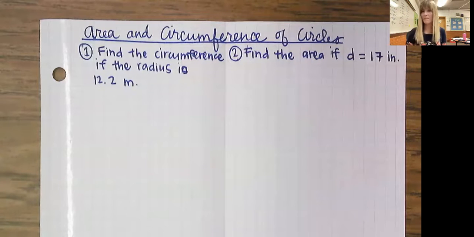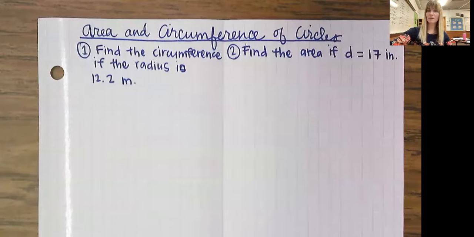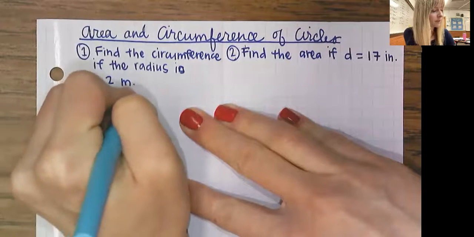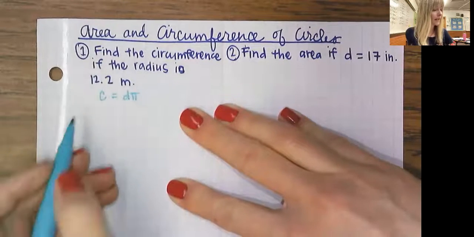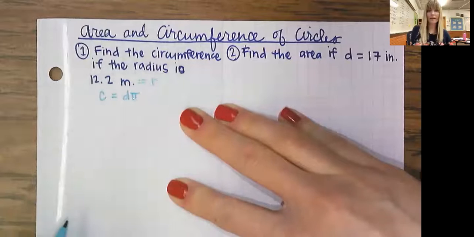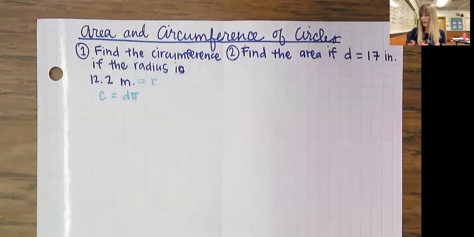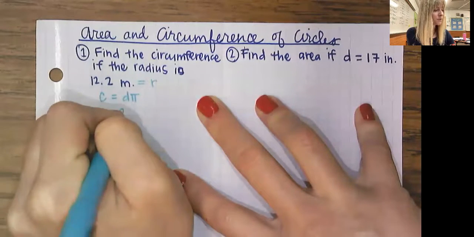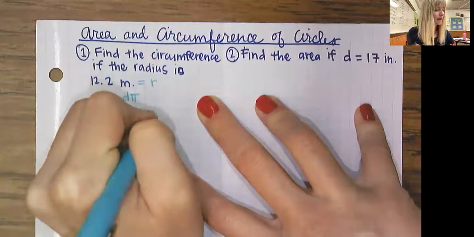Make sure we all remember, and you can pause and write those down, but let's make sure we all remember how these work, just the basics of circumference and area. So first, circumference equals diameter times pi. What I gave you here is the radius. So remember, if you have the radius and you need the diameter, you simply double it. 12.2 times 2 is 24.4 pi.